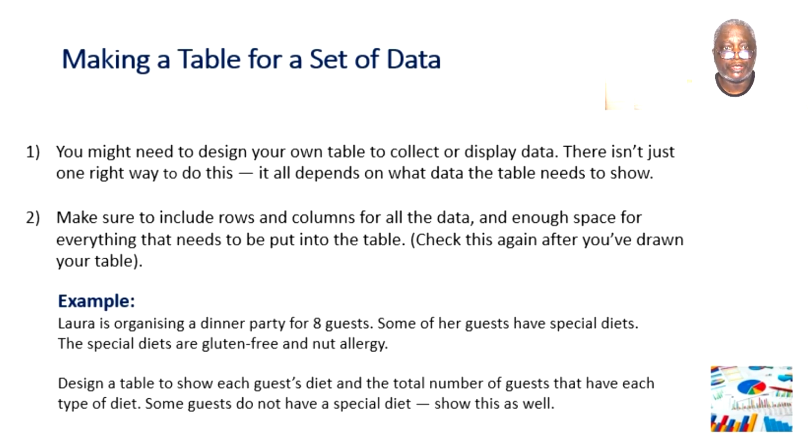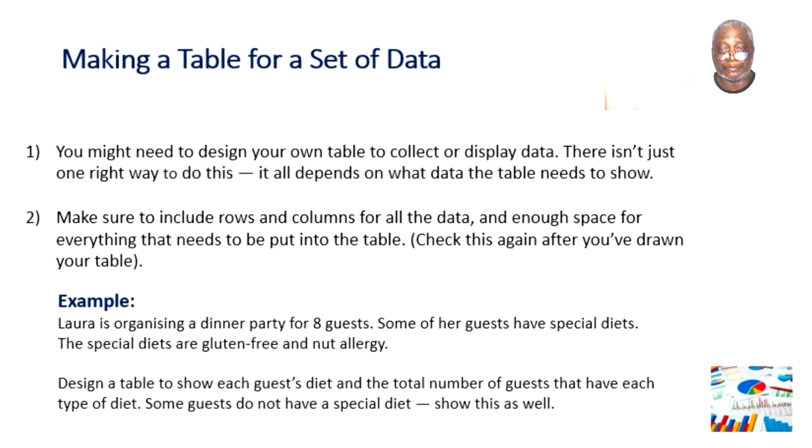Before you can do that, you have what we call the specification, which tells you what is required. You need to read that very, very carefully, understand it before you start. Example, Laura is organizing a dinner party for 8 people. Some of her guests have special diets, and the special diets are gluten-free and nut allergy. Design a table to show each guest's diet and the total number of guests that have each type of diet. Some guests do not have a special diet.